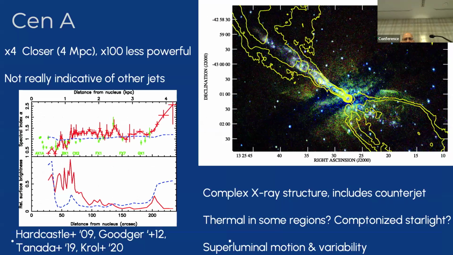Okay, Cen A. Cen A is much more nearby. Of course, it's only 4 megaparsecs. It's 100 times less powerful. It's not as indicative of other jets, but it has a really nice complex structure that you can see with enormous physical resolution. The Chandra data is close to a megasecond, and you can see that the X-ray spectral indexes are not that great.